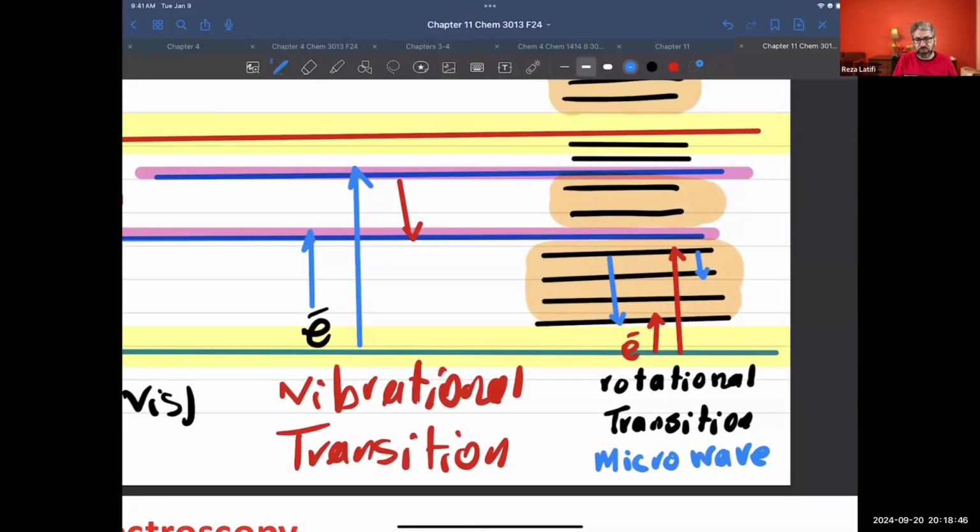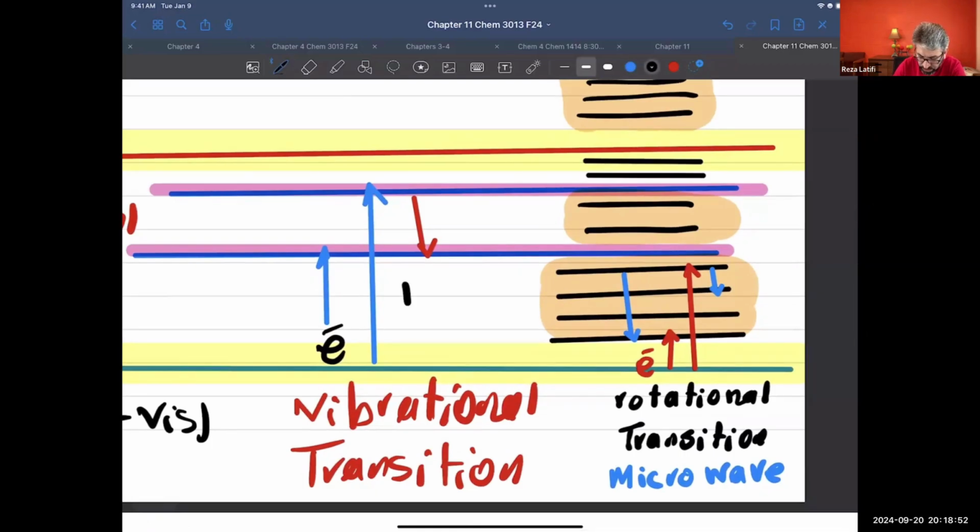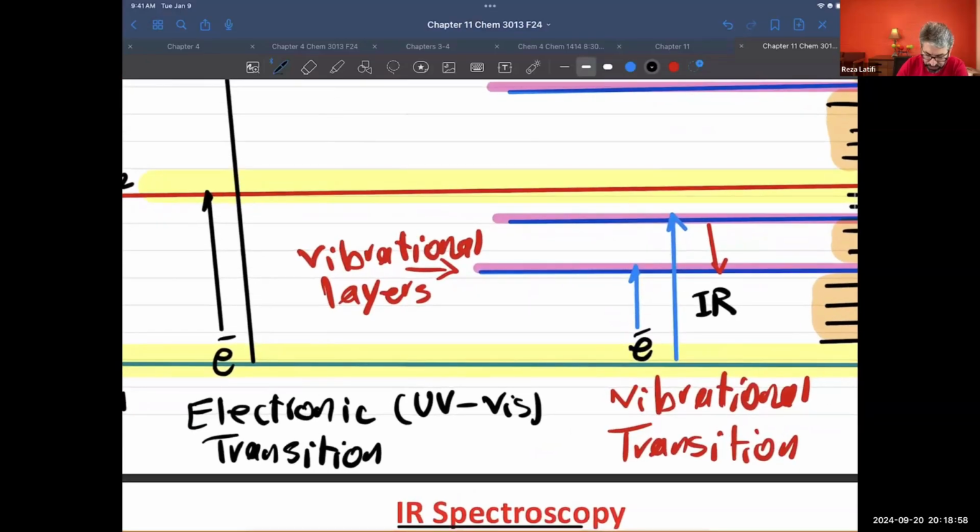But if we want to talk about vibrational transitions, the wavelength that you need to use will be infrared. And I said the previous ones were UV-vis.